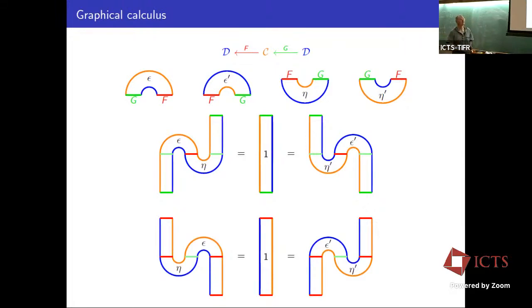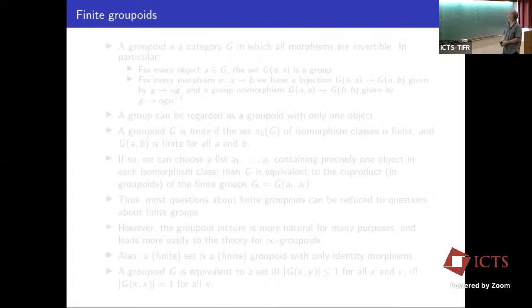And yeah, each of these four triangular diagrams corresponds to a bent thing like this. One way around the diagram corresponds to one of these bent things, and then the other way around is the identity, which is a straight line. So the graphical rule is just that you're allowed to straighten any of those things. Okay, so let's go back to talking about finite groupoids.